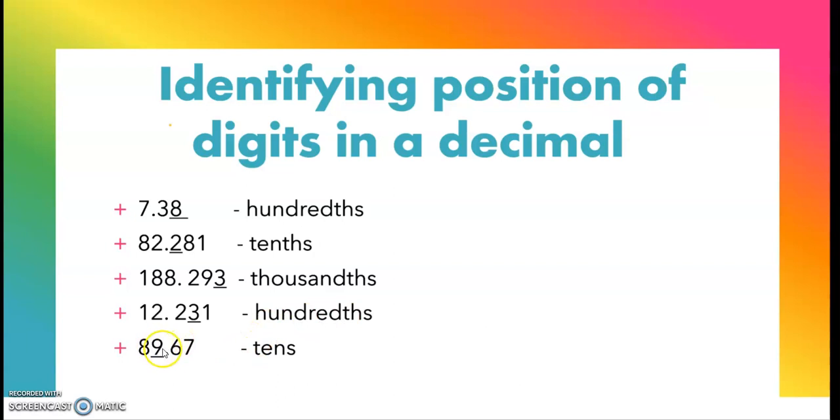Now, 89.67. This is a bit different. If you realize, none of the digits after the decimal point was underlined. So they are asking us to identify the digit of a whole number, which will represent tenths.